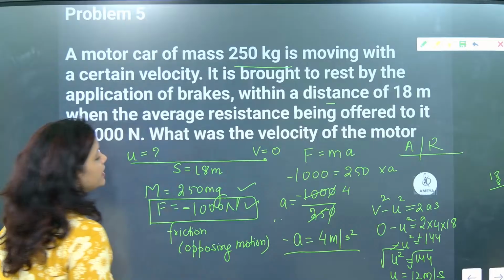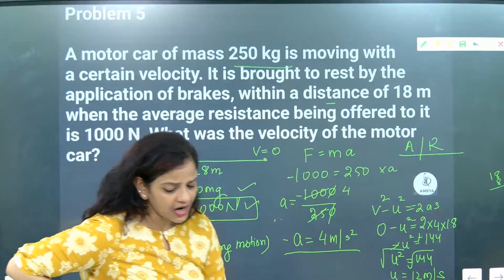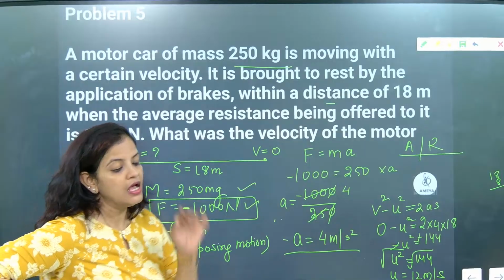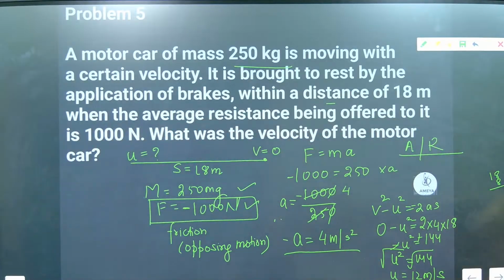Understood? So here it is exactly coming as retardation. Whenever retardation comes, the force will be what? Minus. Understood? So now you understood the answer. The root answer will not be coming negative here.